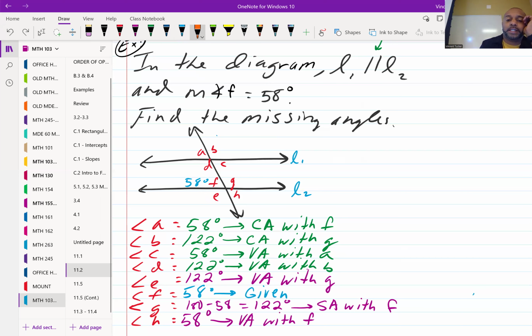Now, I decided to go with G next. F and G creates a straight angle right here. And so that means they add up to 180. So that's why I have right here 180 minus 58, or 180 minus F, gives me that 122 for G. And then G and E are going to be equal because they're vertical angles to each other. So before we go to the next four, is everybody okay with E, F, G, H? Remember F they gave us, and we had to find E, G, and H.